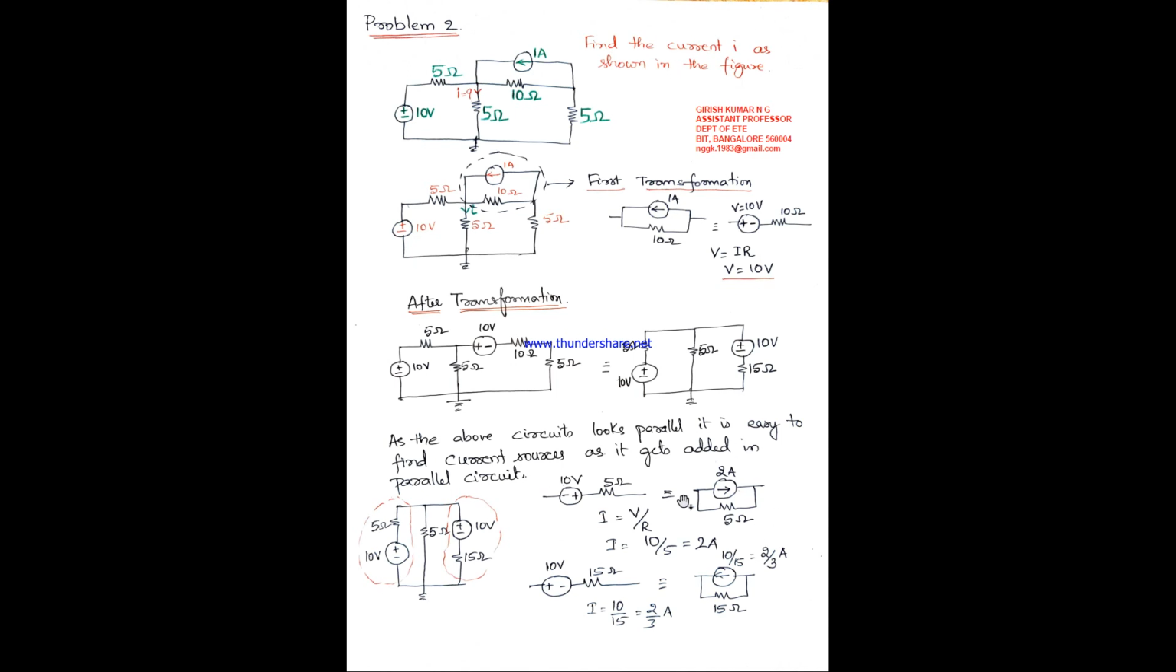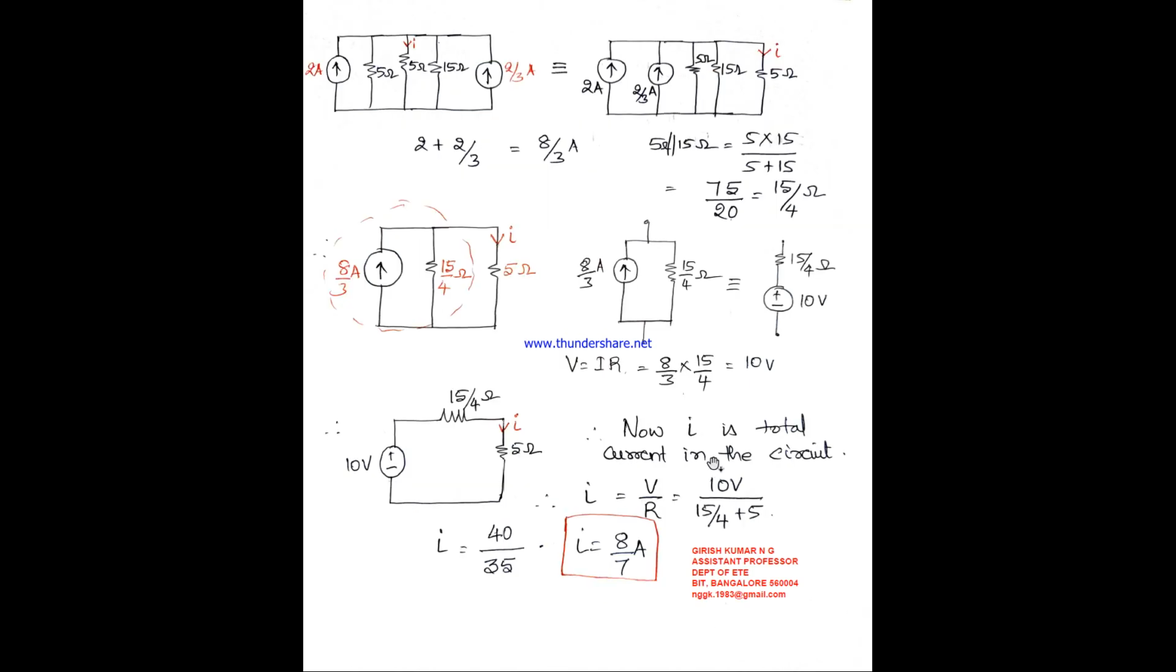Now we'll connect these two components to the network. So this is how it looks. So 2 amps in parallel with 5 ohms and then 15 ohms in parallel with 2 by 3 amps. Now we need to find out what is the current through 5 ohms. That is what our job is. Find out the current I flowing through 5 ohms. As these are parallel, can I replace the position of all the components and keep 5 ohms at the end? Yes, it is possible, right? So therefore 2 amps in parallel with 2 by 3 amps, 5 ohms in parallel with 15 ohms. Now our job is done.